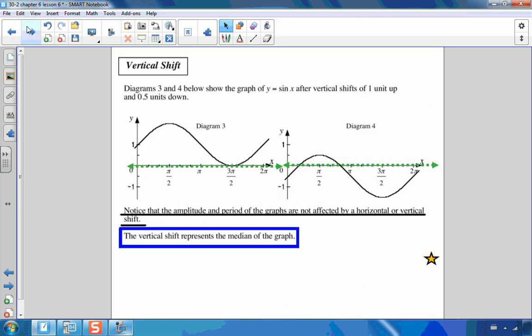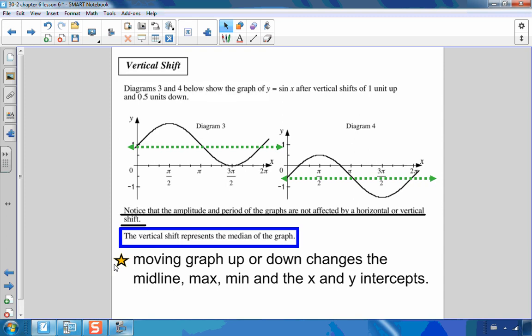Let's talk about vertical shift. So vertical implying up and down. Diagrams 3 and 4 below have had two different shifts. In diagram 3, there's been a vertical shift of 1 unit up. So if there's a shift of 1 unit up, that means that the midline also goes 1 unit up. And in diagram 4, we've had a shift 0.5 units down, so the midline also goes 0.5 units down. So the vertical shift is represented by the midline. I went up 1, now my new midline is at 1. I went down 1/2, so now my midline is at -1/2.